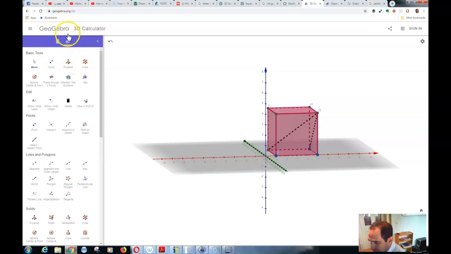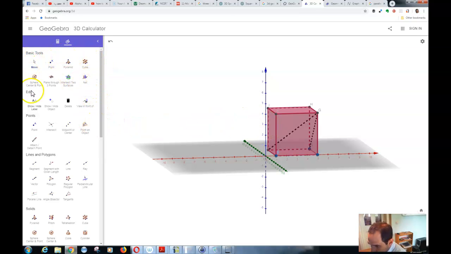They have a scientific calculator, a graphing calculator, geometry, a 3D calculator, and so on and so forth. So you want to go to geogebra.org and work a little bit with this so that you get the hang of it. Of course, I don't really know exactly how to work with this.